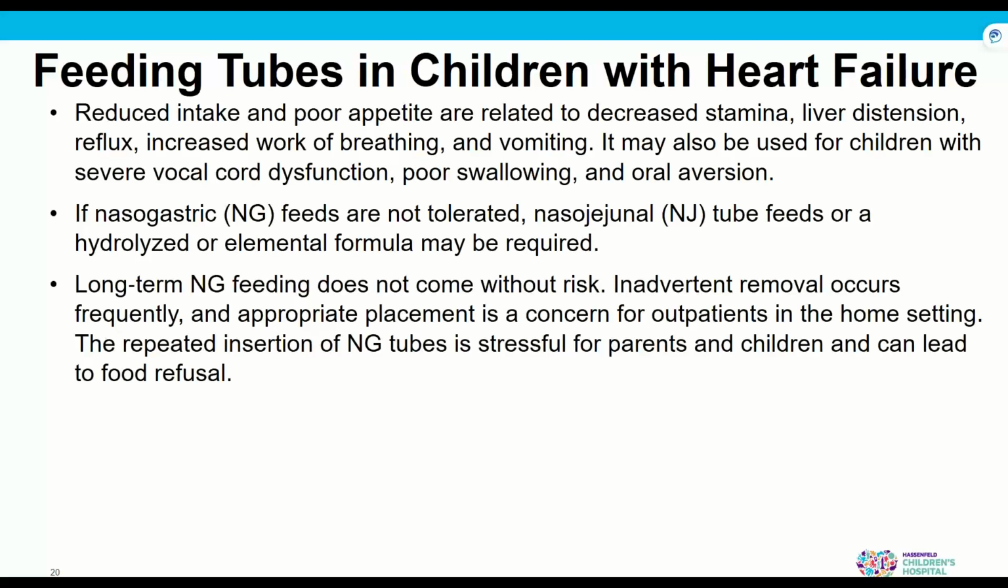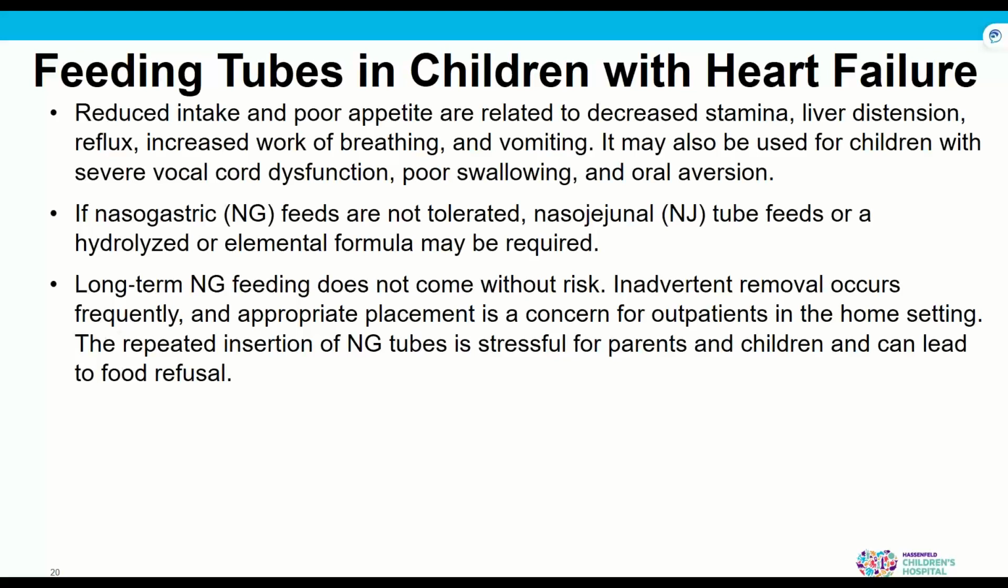So while there's a lot of advantages of NG tube feeds, we do know there are risks associated with that. For patients that are at home, inadvertent removal occurs frequently, and it's a very common source of frustration for families and parents. And so coming up with a plan before a patient goes home is very important to us, so we know what to do when the tube comes out. That's something we can try to plan for and try to mitigate as much as we can.